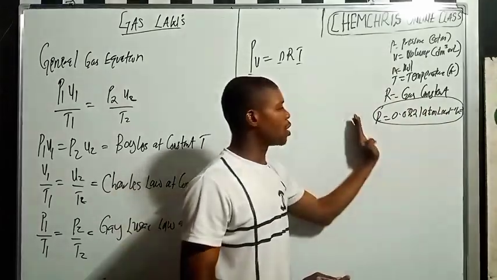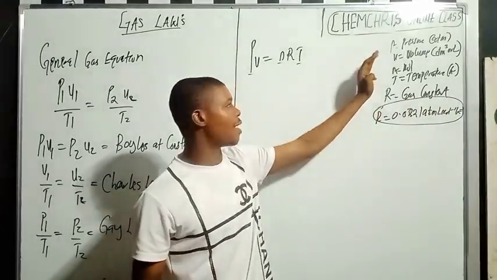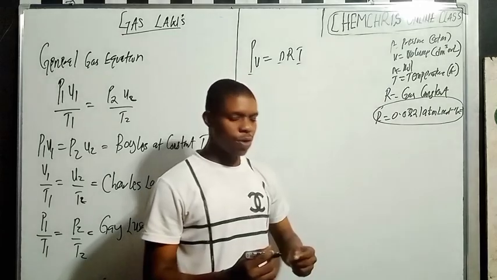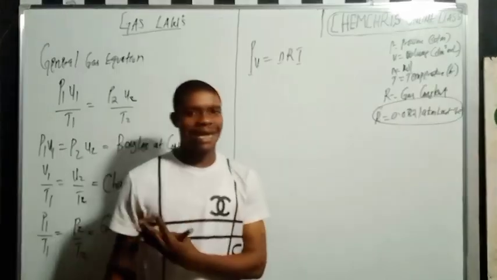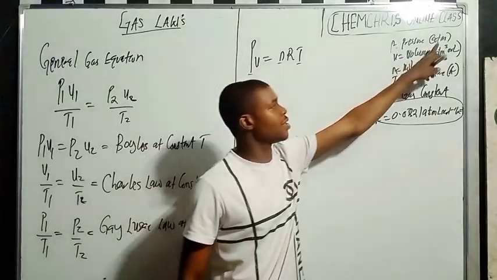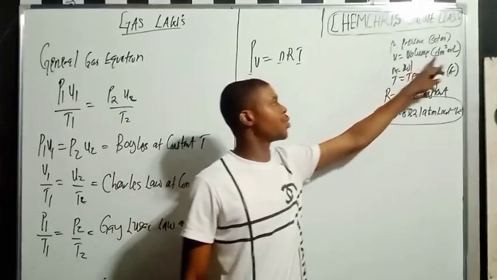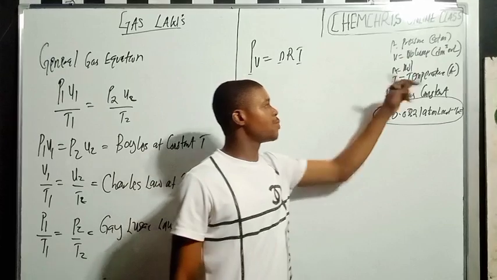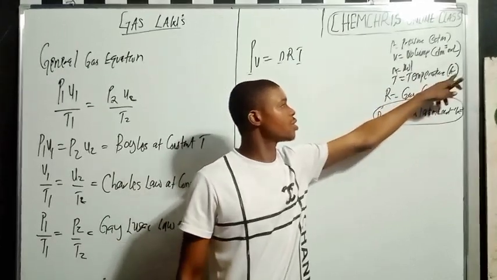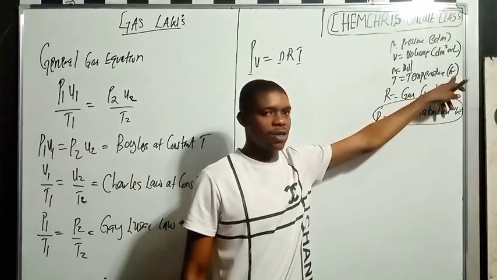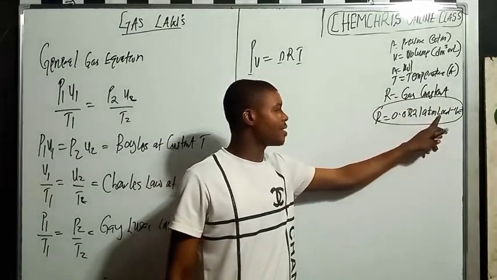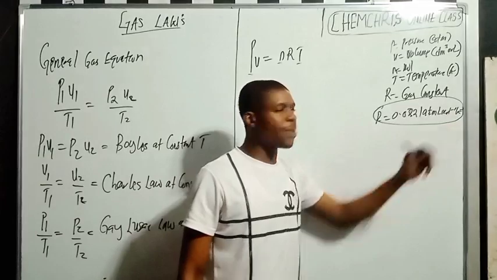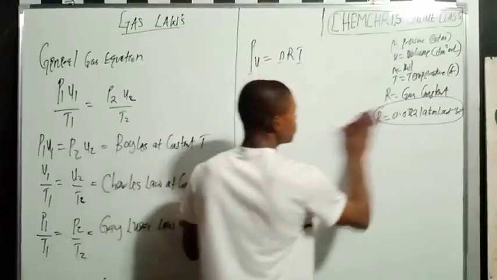So these are things you need to take note of. Just pause the video and write them down, because we are going to make use of everything here. When you are solving problems under the ideal gas equation, pressure must be in atm, volume must be in dm cubic or liter, n must be in mole, T must be in Kelvin, and R is the gas constant, which is in atm liter per mole per Kelvin.